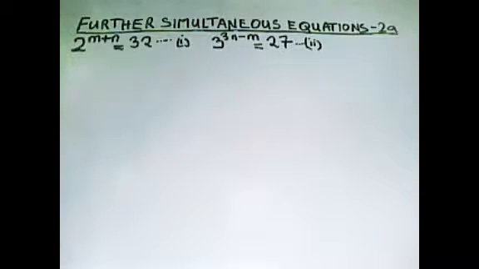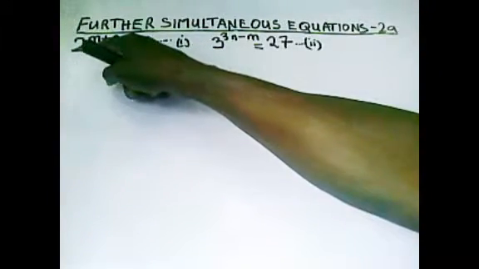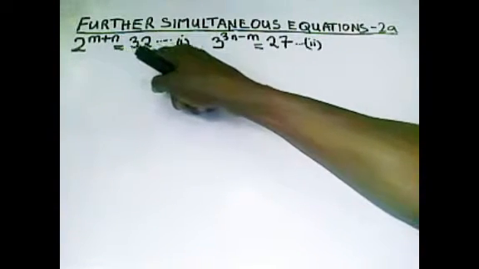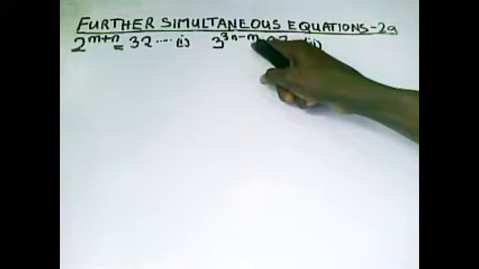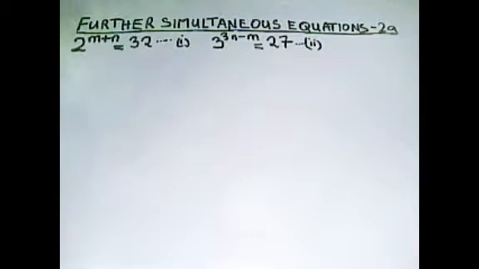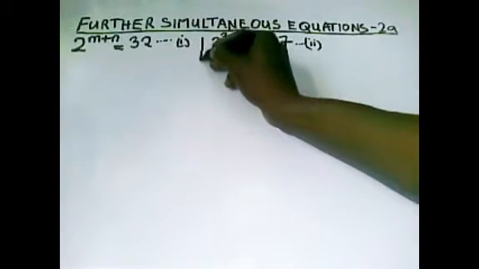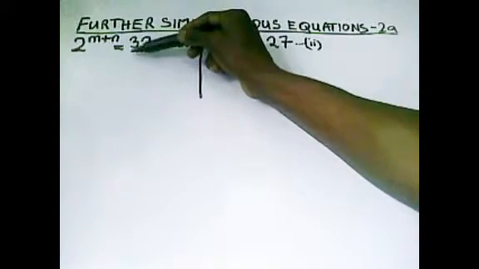Now, on the board we have the second example under further simultaneous equations, and let us get right into solving this problem. We have 2 power m plus n equals 32 as equation 1, and 3 power 3n minus m equals 27 as equation 2. We are required to solve these equations simultaneously. Permit me to draw up a line. Okay, now let's start with the equation to the left of the line.